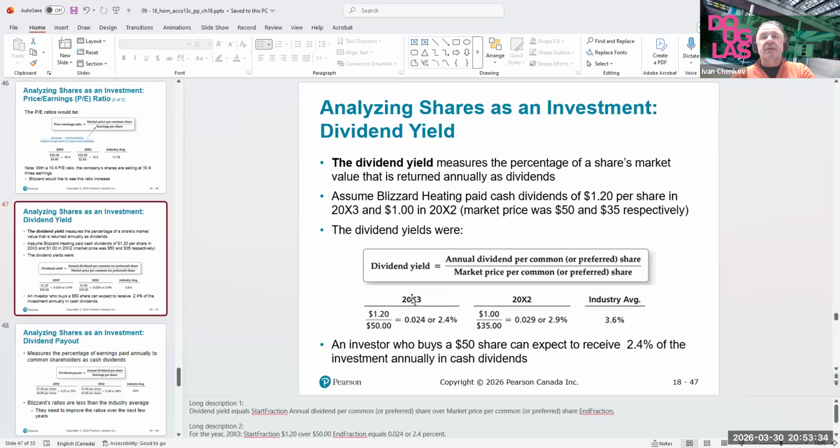The next ratio is the dividend yield ratio, which is the annual dividend for common shares divided by the market price per common share. What that tells you is, if the investor spends an amount of money on the shares, how much he expects to earn.